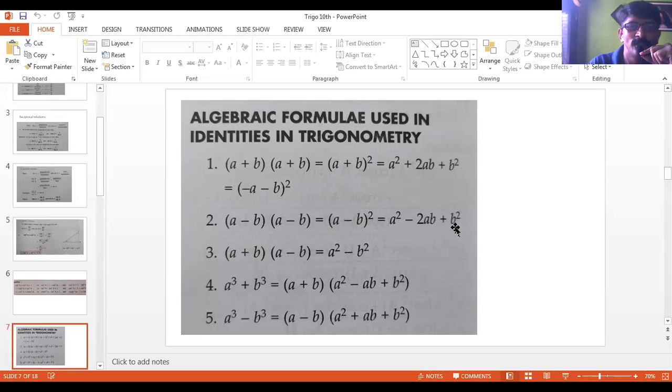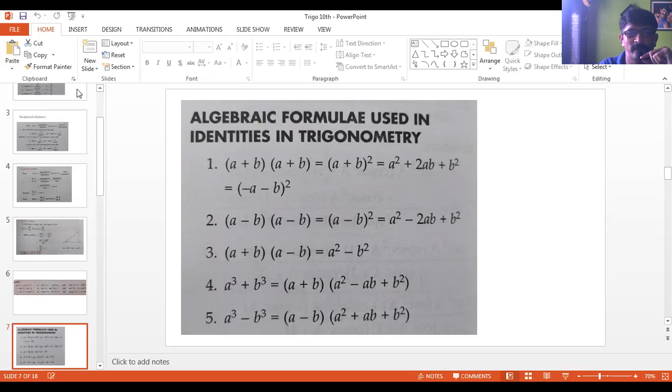Now the next thing is a plus b into a minus b. Very standard, very frequently utilized identity. What is a plus b into a minus b, student? It's simply a square minus b square. Okay, what is this next identity, student? A cube plus b cube. Now what is this a cube plus b cube, student?